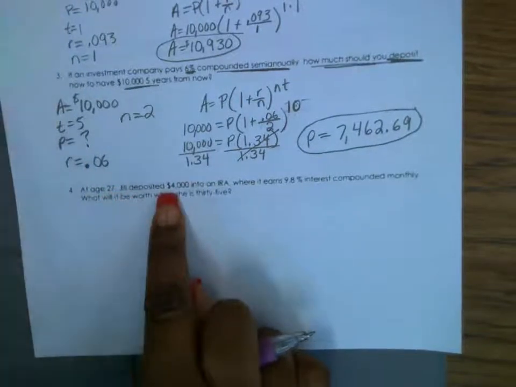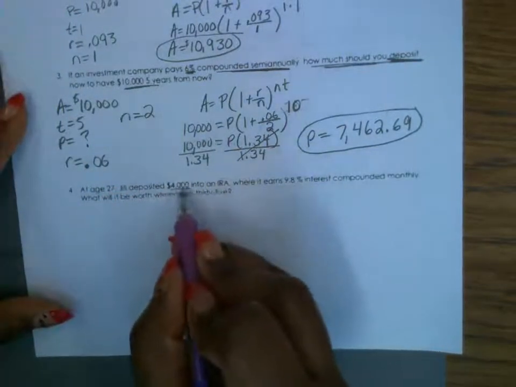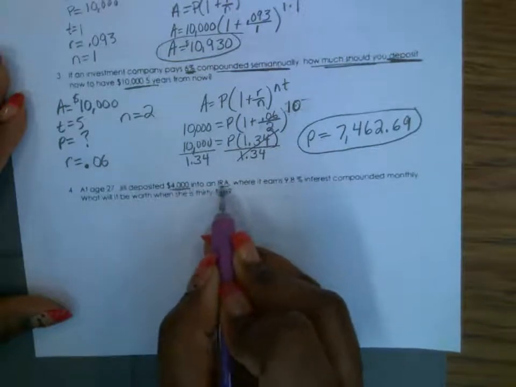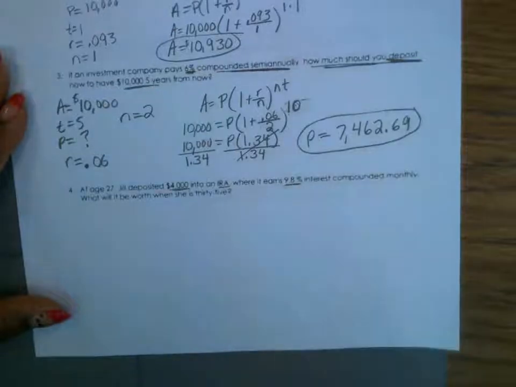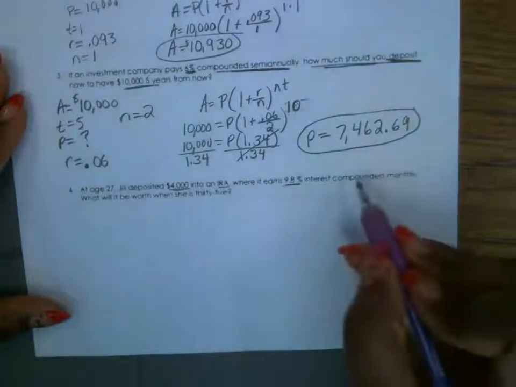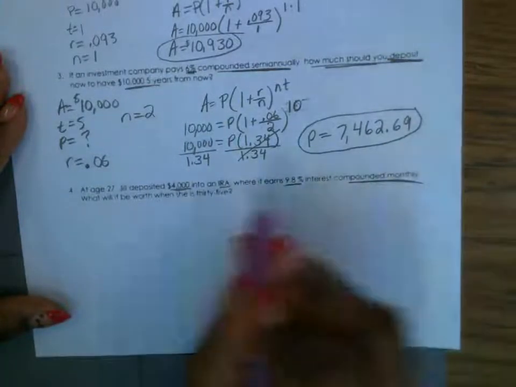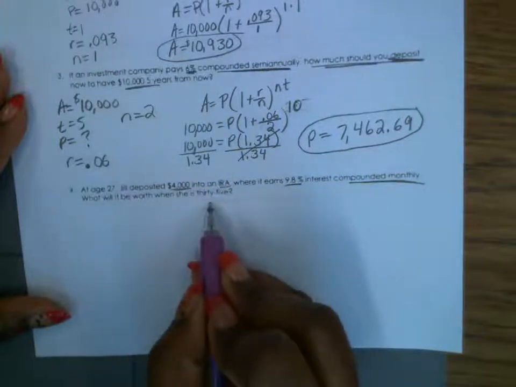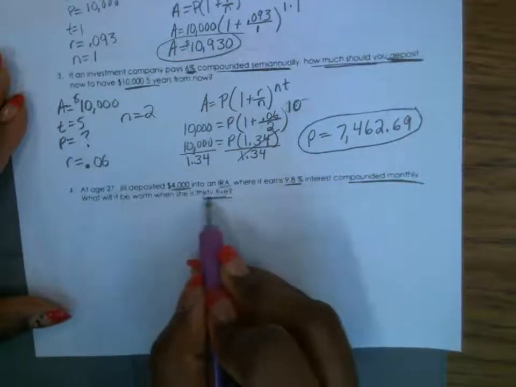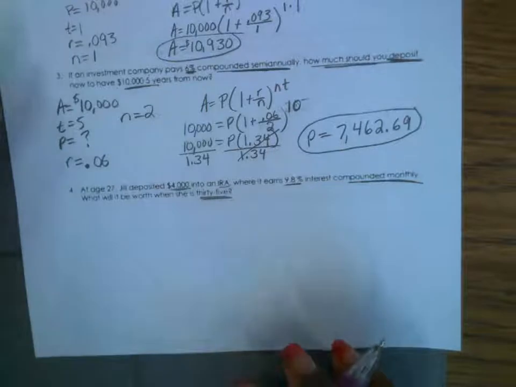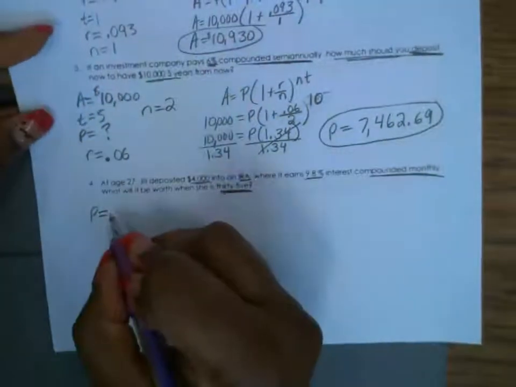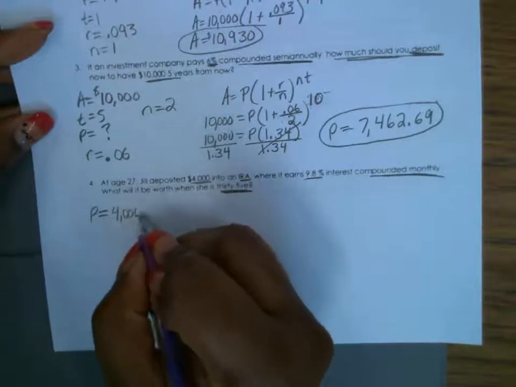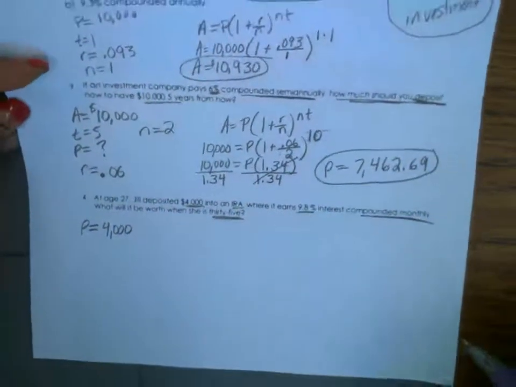All right, it says at 27, Jill deposited $4,000 into an IRA where it earns 9.8% interest compounded monthly. What will it be worth when she's 35 years old? Okay, so let's figure this out. We got P, your starting amount is 4,000. That's how much she started off with putting into that account.